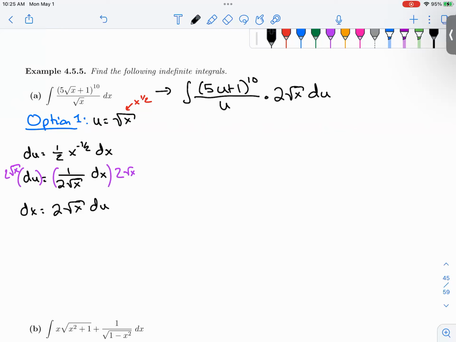Now we might be a little bit concerned, right? Looking at this, oh no, it's nothing, the x cancels. But there is. What is u? u is the square root of x. So 2 square root x is 2u. Right? I know that's tricky.